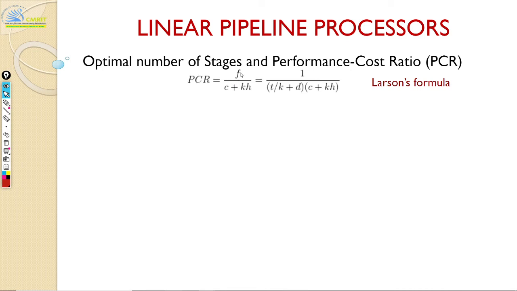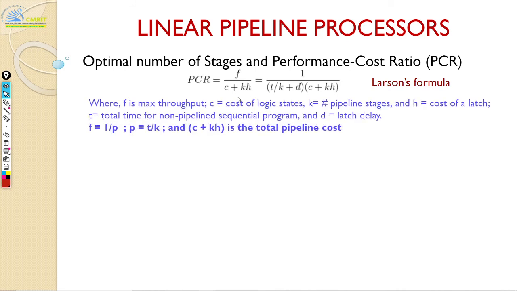So he said the ratio between your maximum throughput, which is going to be F, we saw, right? F is the maximum throughput divided by C plus KH. C plus KH is your total cost. So the ratio between your maximum throughput and the total cost is going to be your performance cost ratio. Here, C is nothing but the cost of the logic gates, K is your number of pipeline stages, and H is the cost of one latch. So the entire expression C plus KH is going to be the cost of a pipeline.